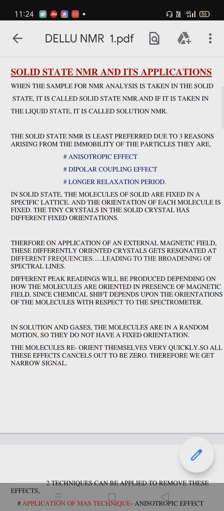But why is it that these effects are not pronounced in solution NMR? Well, it's simply because in solution state, the molecules are in random motion and they reorient themselves in a fraction of a second, which causes these effects to average out to zero. So, in a nutshell, the influence of these effects is absent in the solution NMR.